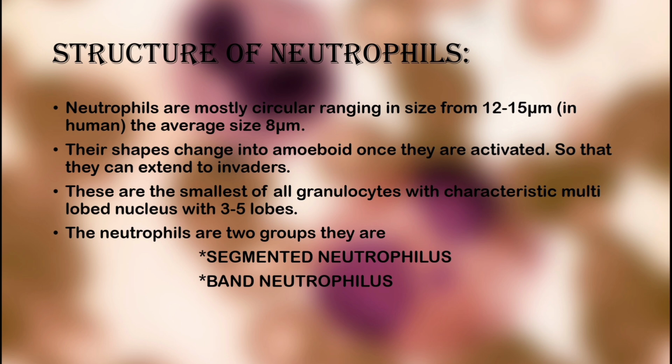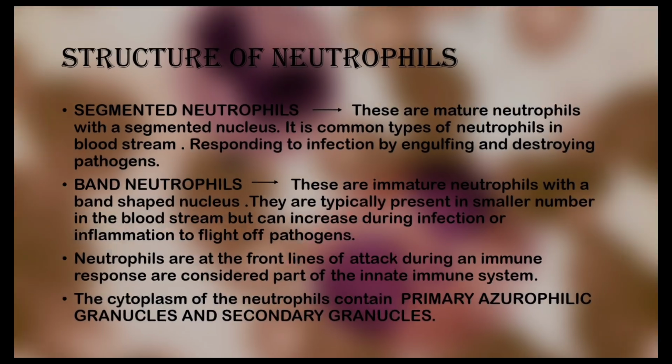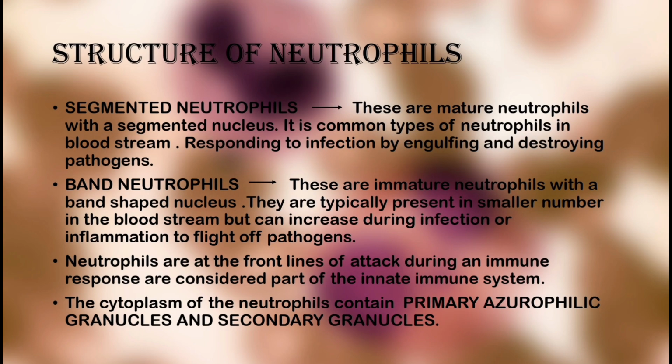The neutrophils are in two groups. They are segmented neutrophils and band neutrophils. Segmented neutrophils. These are the mature neutrophils with a segmented nucleus. It is the common type of neutrophil in the bloodstream, responding to infection by engulfing and destroying pathogens.